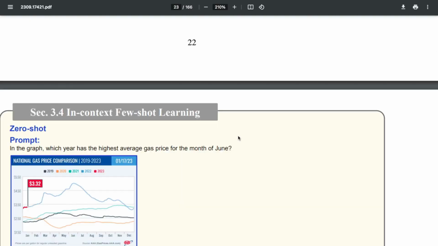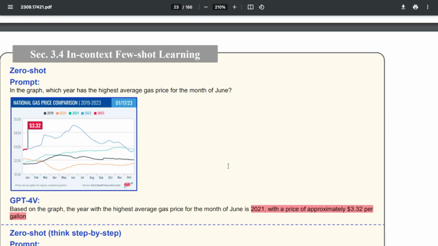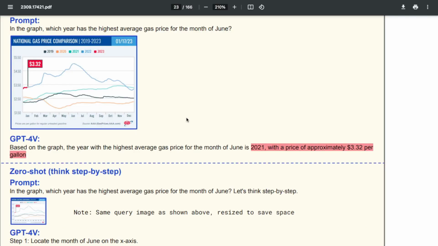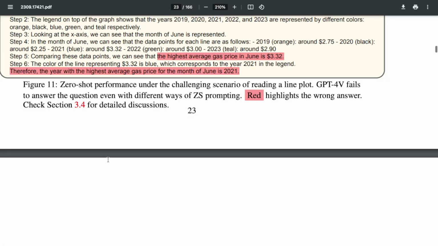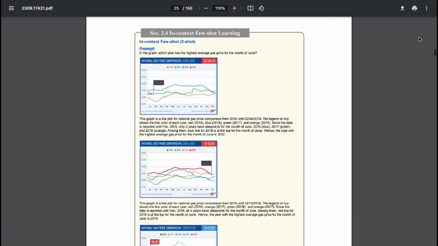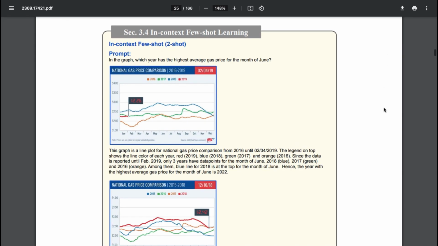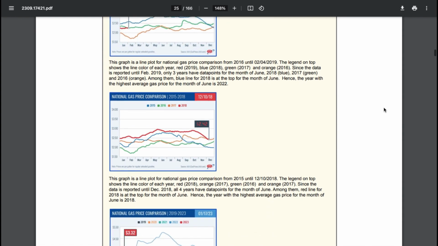All right, there's another example of in-context few-shot. Examine the graph. In the graph, which year has the highest average gas price for the month of June? So once you ask it a very simple question like this, it mostly gives you the wrong answer with 0 shot, that means no examples at all. With 1 shot, it's still tough, like we saw in the speed meter example. 2 shot seems to work here. So you give 2 graphs, now it understands the query.